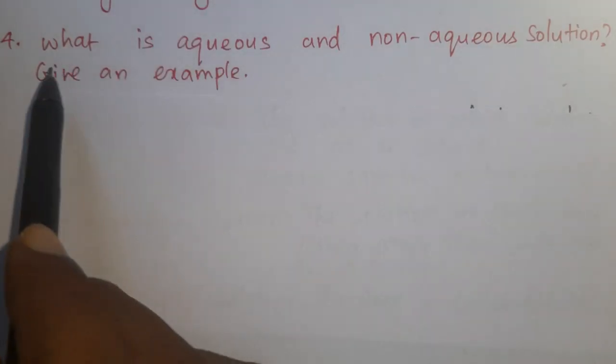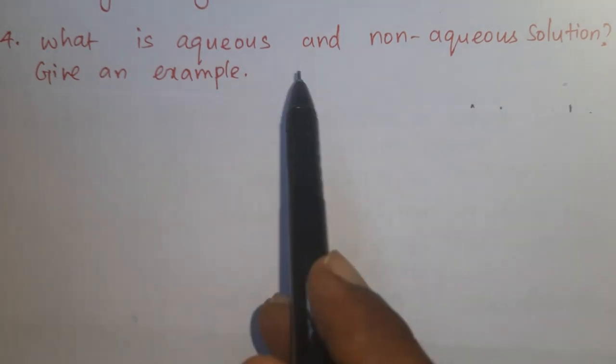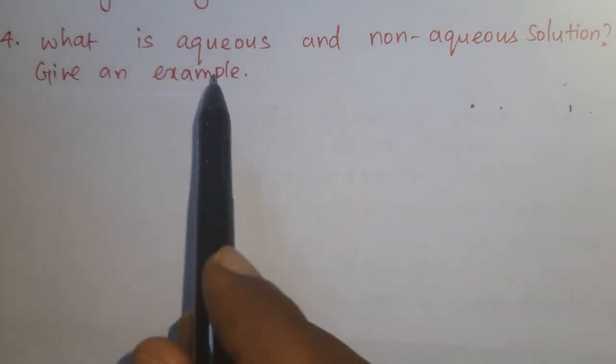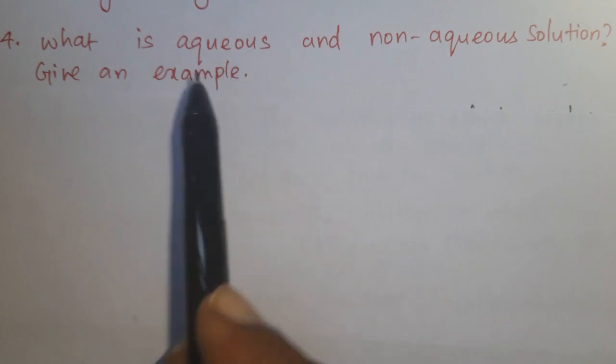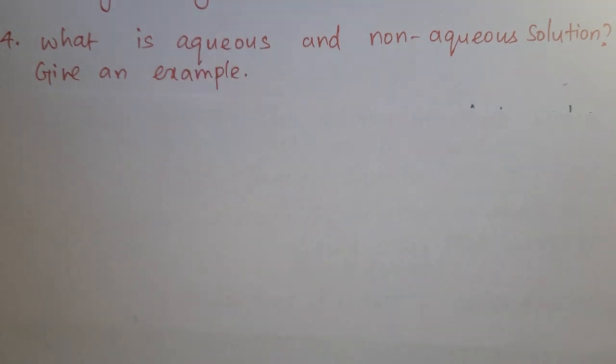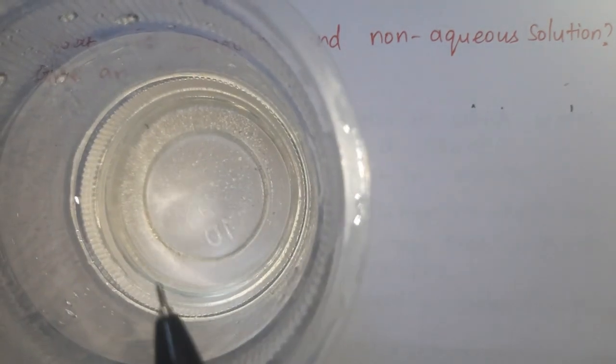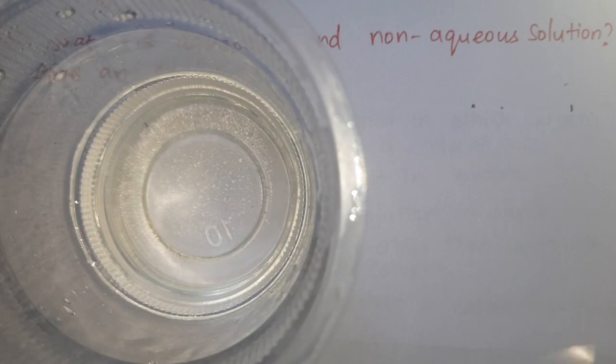Question number 4. What are aqueous and non-aqueous solutions? Give an example. Aqueous solution. Aqua means water is present. It is a solution in which water acts as a solvent. For example, this is a sugar solution. In the sugar solution, water acts as a solvent.